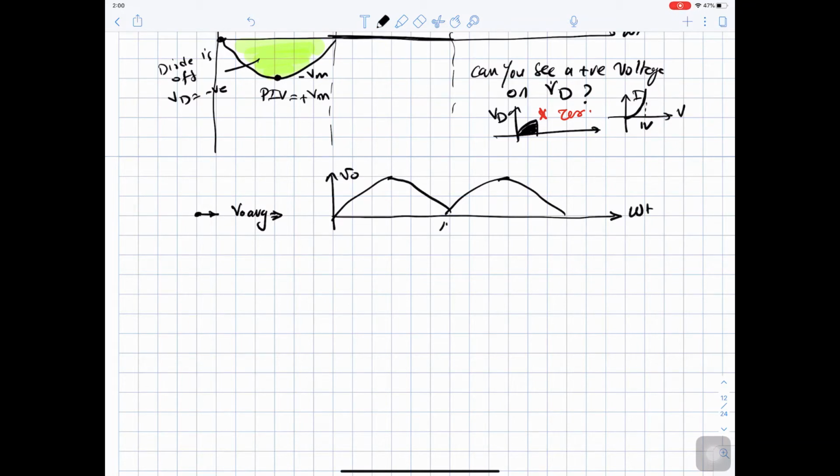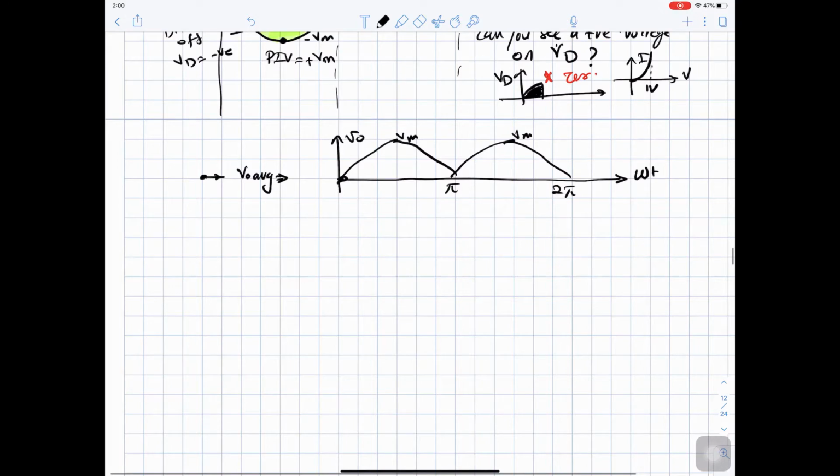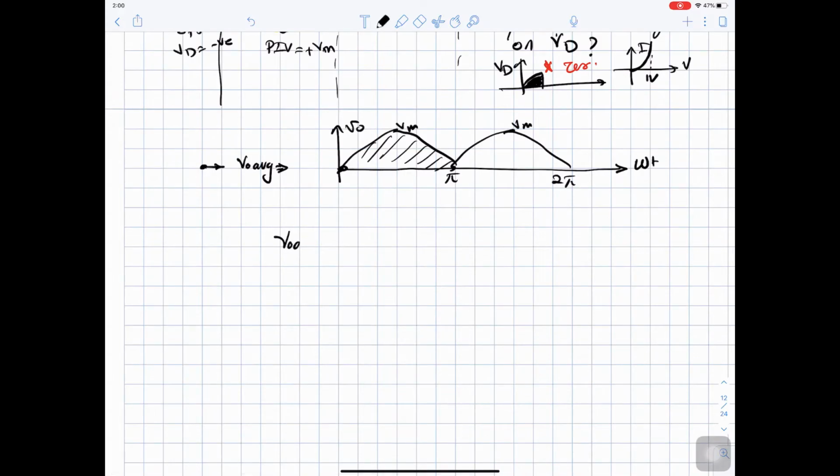Omega t by 2 pi Vmax. As you can see, the average should be double the half wave, but we can do the proof. So V out average equals 1 divided by pi, integration from 0 to pi of Vmax sine theta d theta. This is the first one.